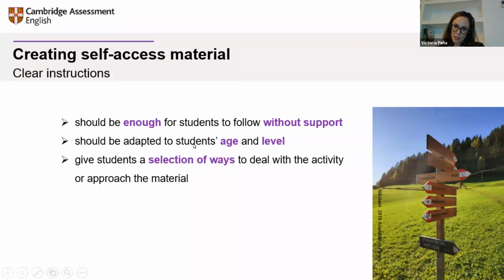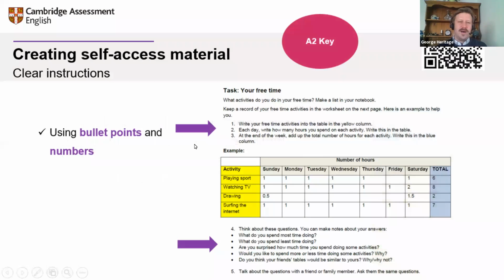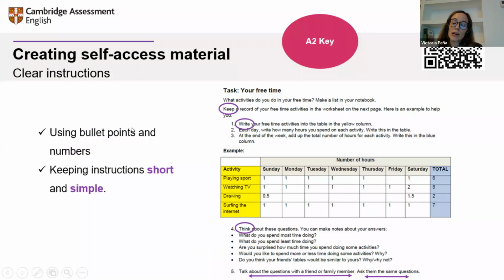Okay, so how do we put this into practice, George? Well, bullet points. Victoria is a big fan of bullet points. Make sure your instructions are clearly laid out using bullet points and numbers, making the structure of the activity clear. Yes, and also, of course this depends on the level and the student's age, but trying to keep instructions short and simple so that students are very clear what they need to do, and if they need to refer back to it, that they know where to find it.